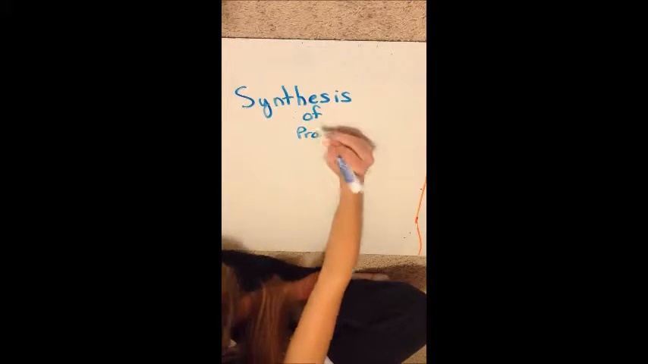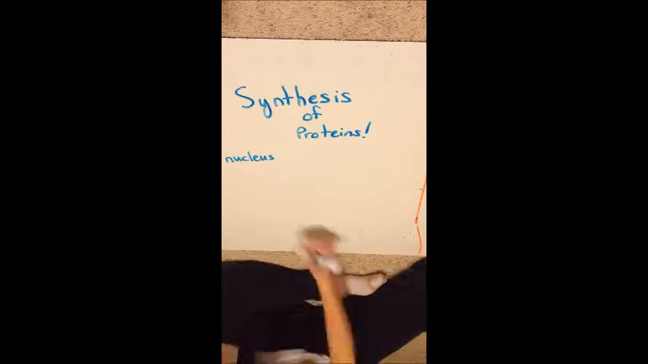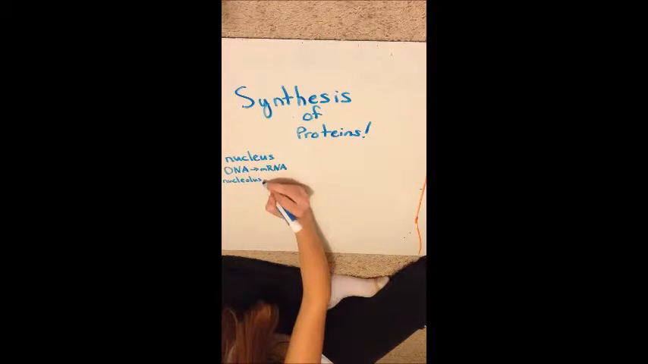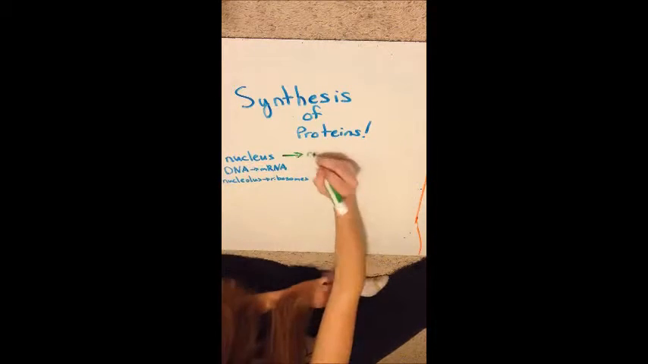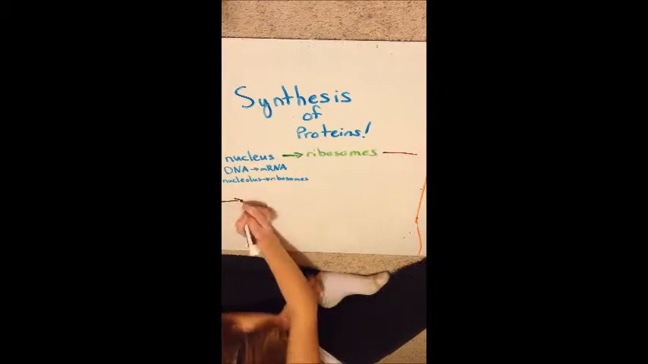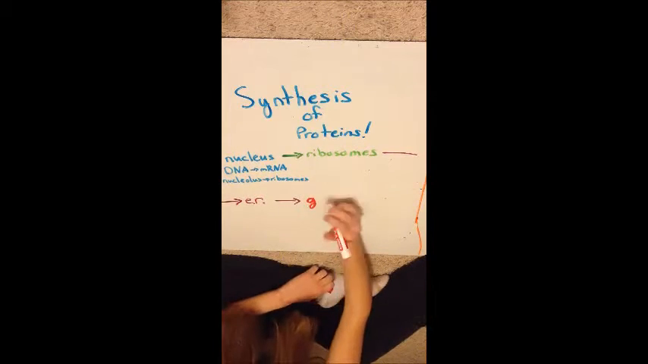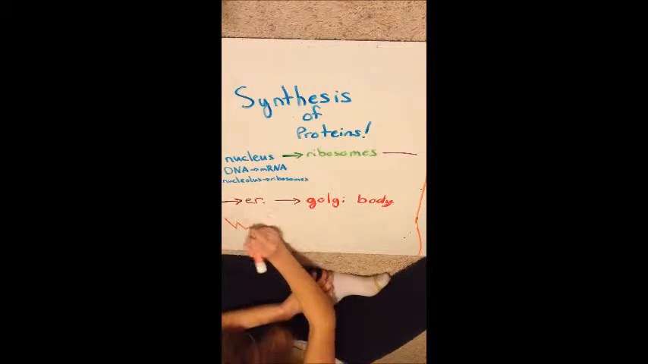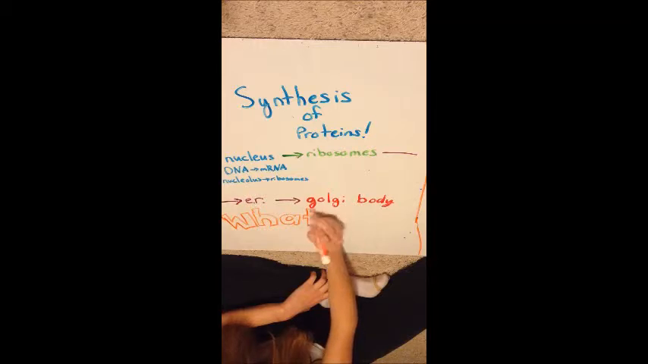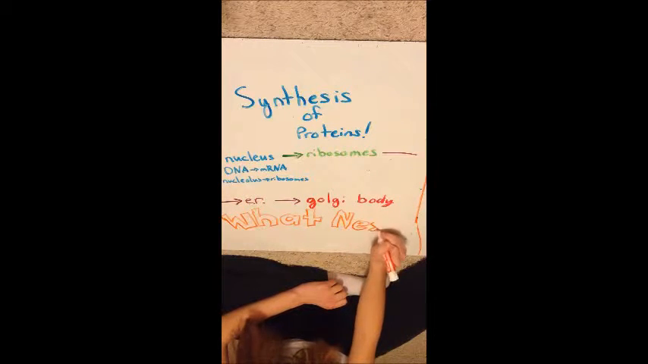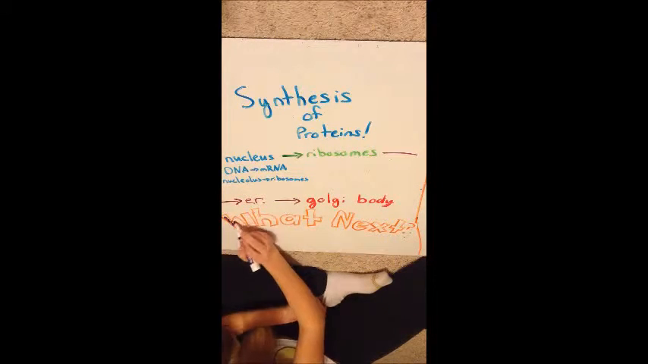Okay, the process starts at the nucleus where DNA produces mRNA and the nucleolus creates ribosomes that leave through nuclear pores. Ribosomes receive mRNA from the nucleus and synthesize proteins. In bound ribosomes, the endoplasmic reticulum packages the proteins into transport vesicles. Finally, the Golgi body finishes, sorts, tags, and ships proteins to where they need to go. What happens next?